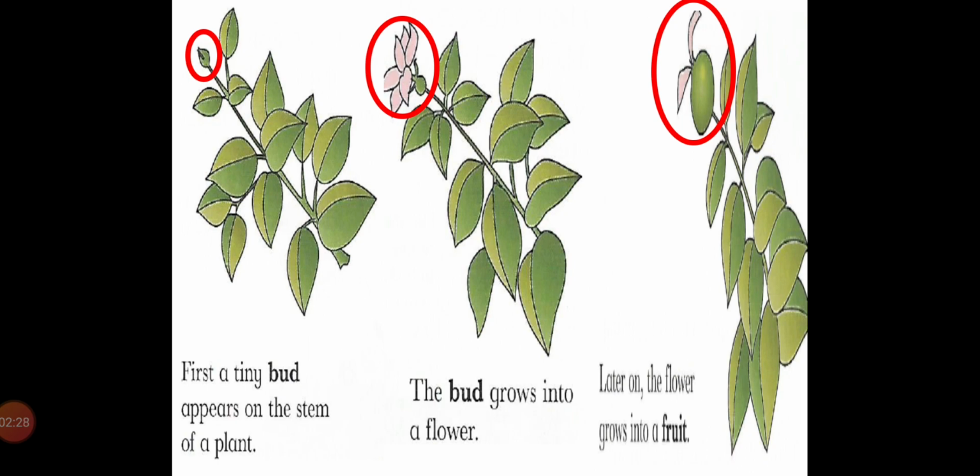You must keep the sequence of these three steps in your mind. Firstly, the bud grows, then it grows into a flower, and the flower then grows into a fruit.